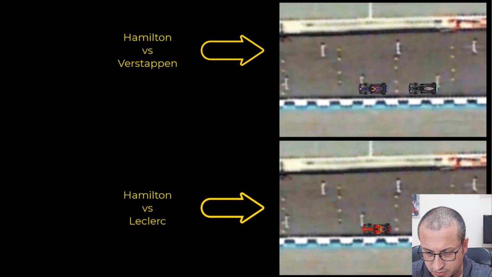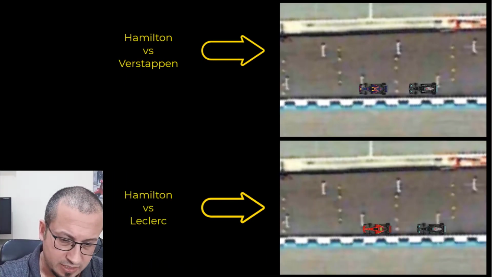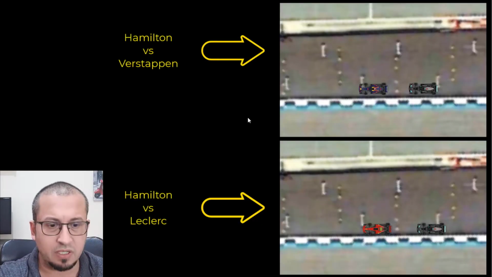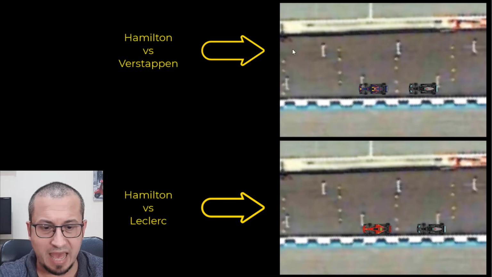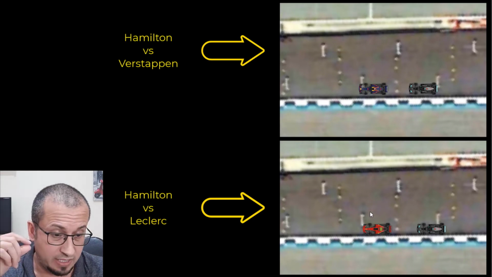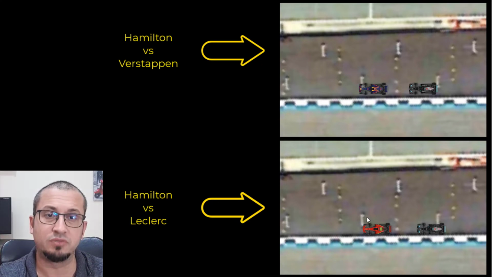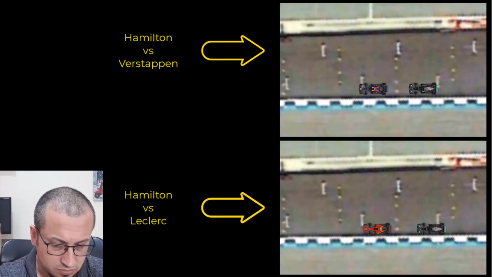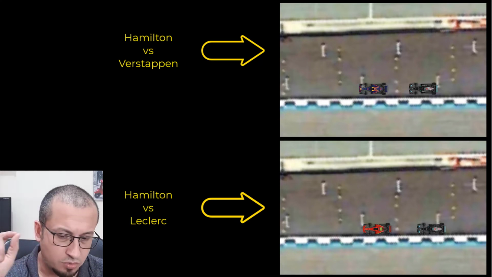Now that we see a bit how this happened until now, let's compare it with Hamilton overtaking Leclerc. I'll put them side by side here. Let me find it. Here you go. So we have above Hamilton and Verstappen, and down below Hamilton versus Leclerc. So let us play it. I'll go slow here.